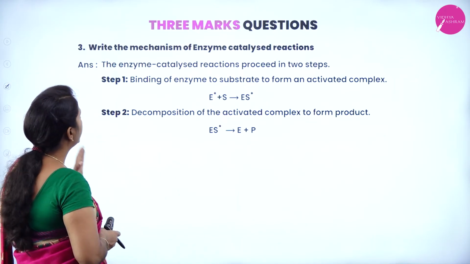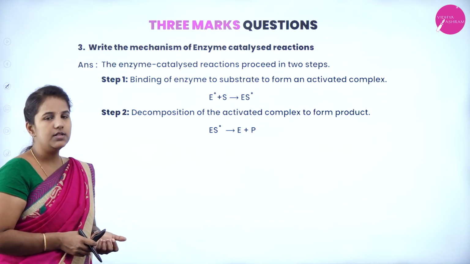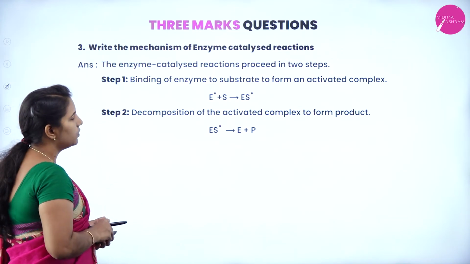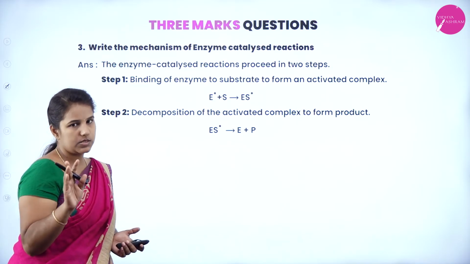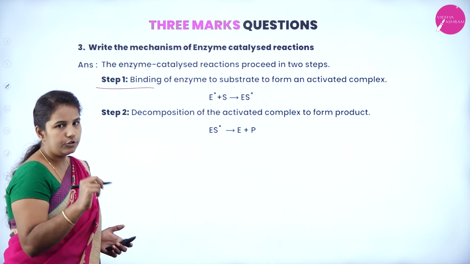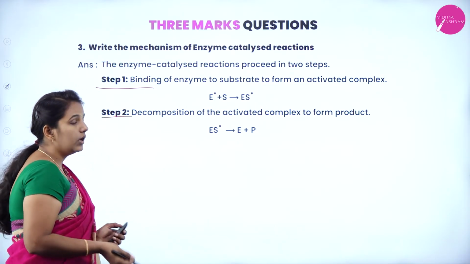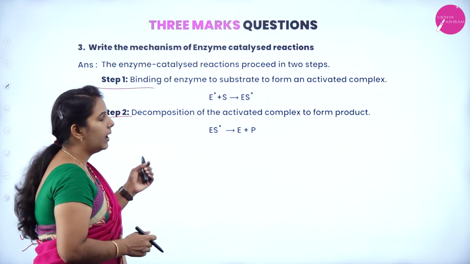Electrodialysis. Next, write the mechanism of enzyme catalyzed reactions. So this is also another important question from this unit. As we already know, the mechanism of enzyme catalyzed reactions can be explained in 2 steps. The first step is binding of the enzyme to the substrate to form an enzyme-substrate complex, and in the second step, the enzyme-substrate complex will decompose to give the product.